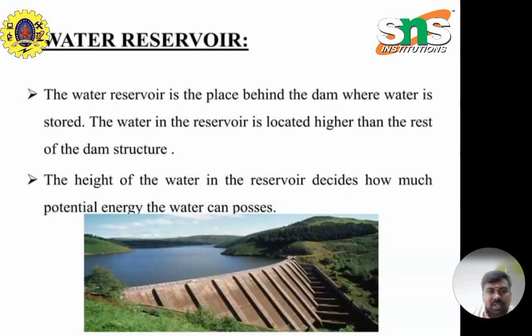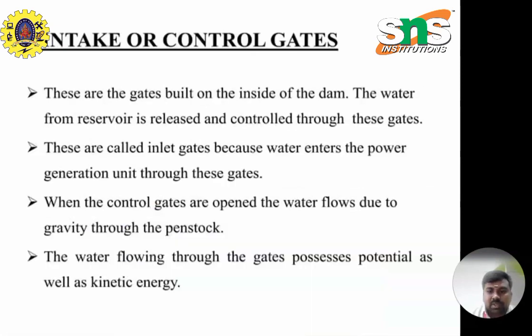Then water reservoir. The water reservoir is the place behind the dam where the water is stored. The water in the reservoir is located higher than the rest of the dam structure. The height of the water in the reservoir decides how much potential energy the water can possess. So the water reservoir collects the waters from all the rainfall areas.